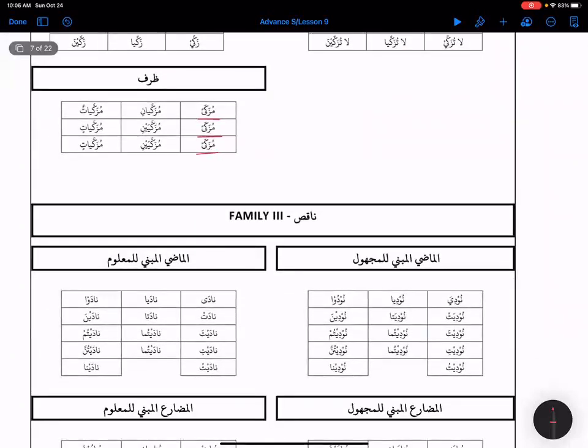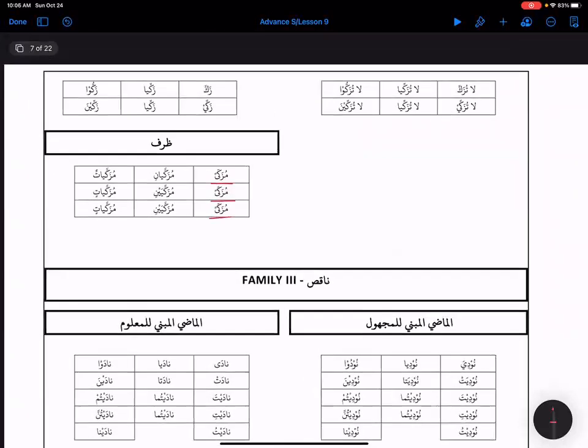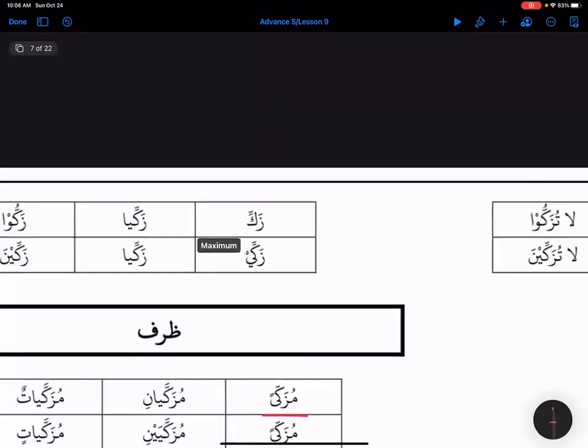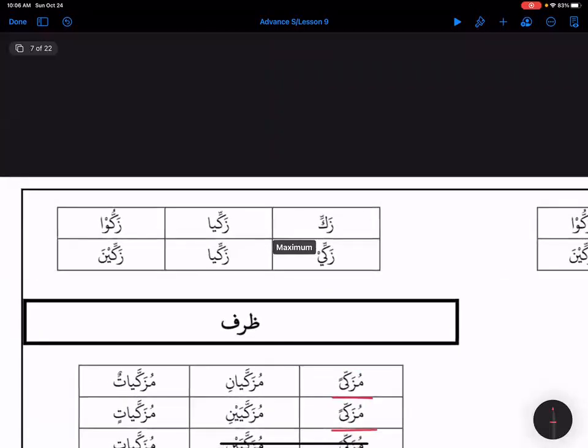No, we are okay. We are all good. It's easy, sister. Okay, so we are removing the weak letter, we are just dropping the weak letter. So zakku and then zakki, not zakkai, zakki. That will become zakki.